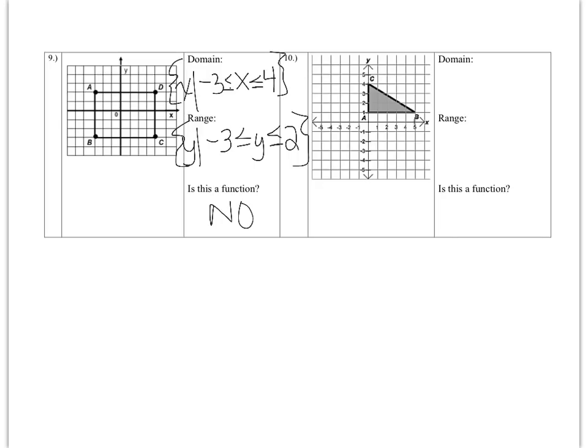It's not a function because if I put a vertical line in here, I'm going to hit points more than once. In fact, there's a vertical line right here. Okay, the next one, another shape.